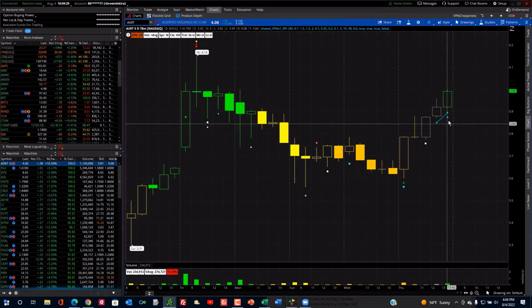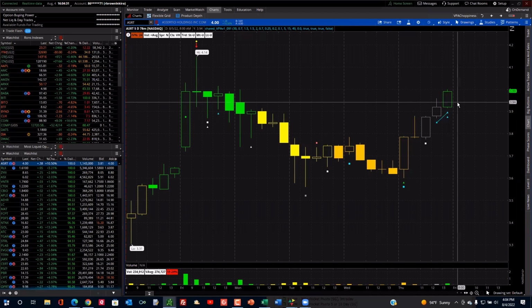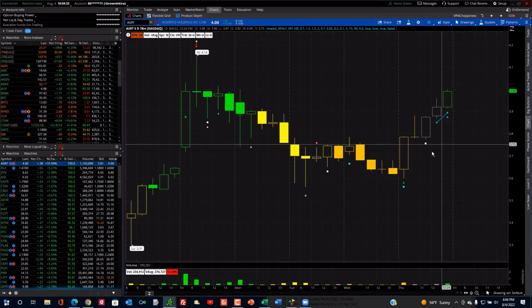But you can see the VPA flags in here. This is my 78-minute chart. Here's what happened coming out of the gate. And then in this one, a rejection. But then this one, here's a test, low volume test, and it closed up as a $3.99 stock.